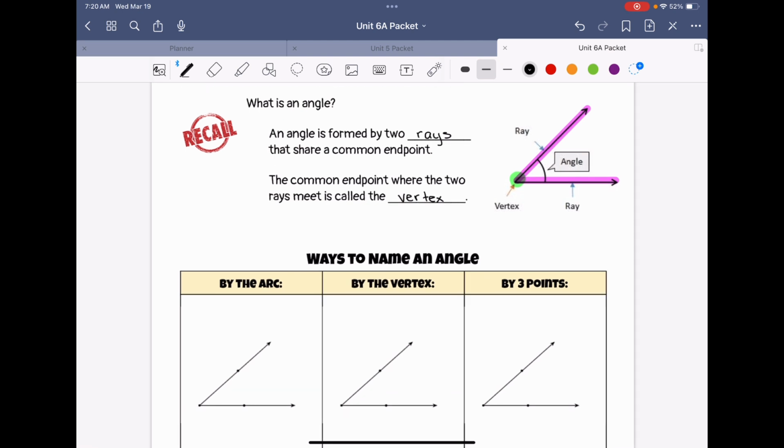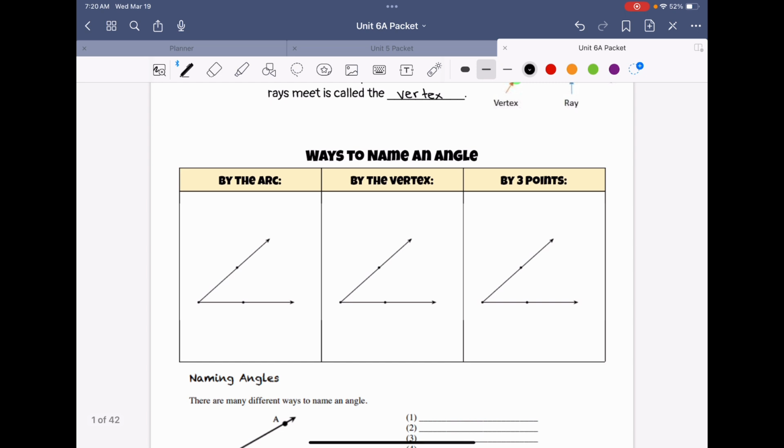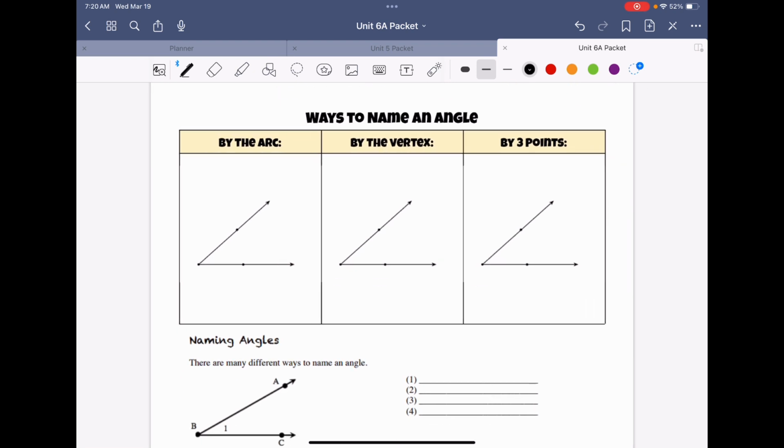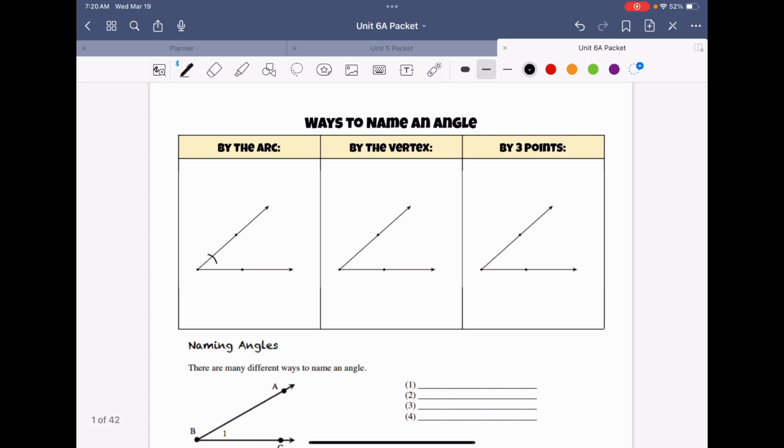When we need to name an angle, we always have to give an angle a name in order to understand what we're finding or show what we have found. So when we are naming an angle, we can name an angle by the arc. You'll have a line here that shows that that's the angle, and usually that inner angle is going to be denoted by a number or maybe even a lowercase letter. So this could be angle 2. So we would call it angle 2.